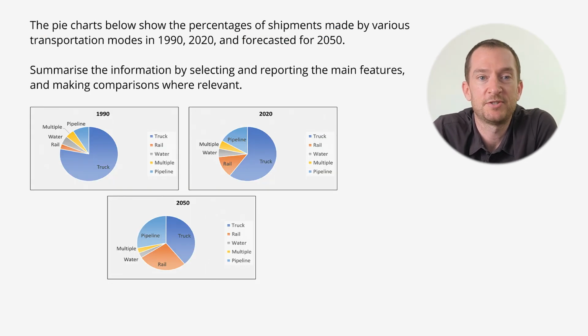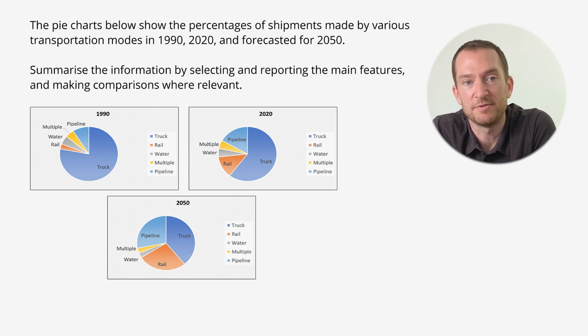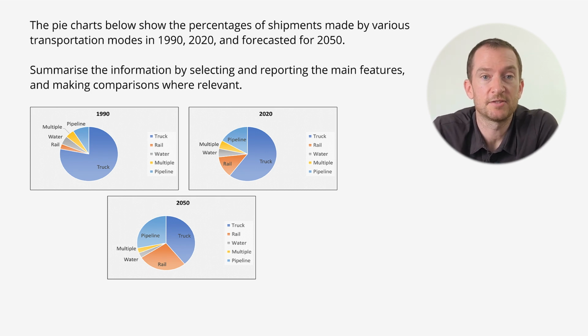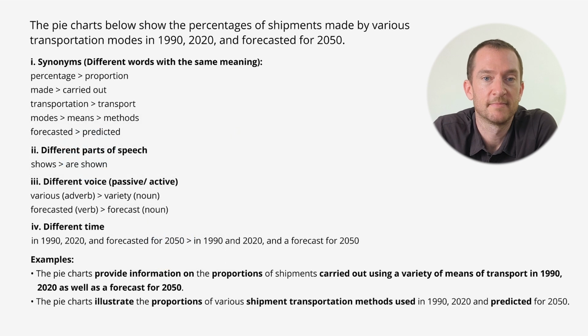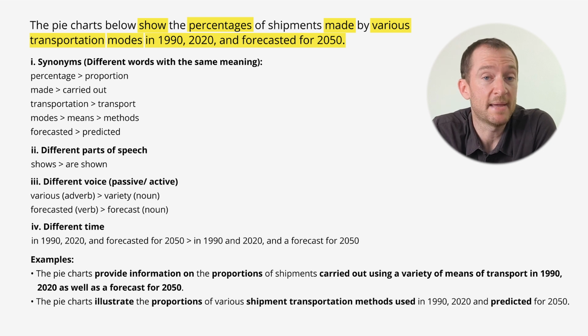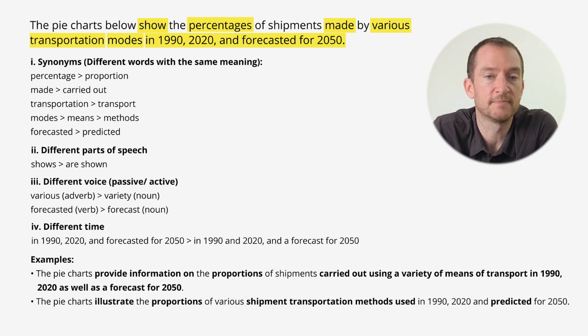Pie charts will normally show percentages or proportions. These words are interchangeable, so whichever one you see in the task, just use the other one. In this task, we can change from percentage to proportion. We can also change the word made to carried out, which is a slightly more formal synonym in this context. The noun transportation can be changed to transport, which has the same meaning and is only slightly less formal.